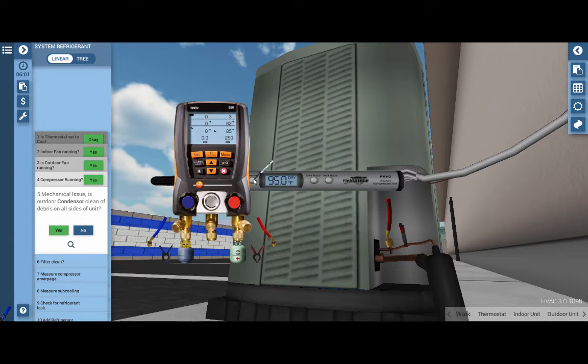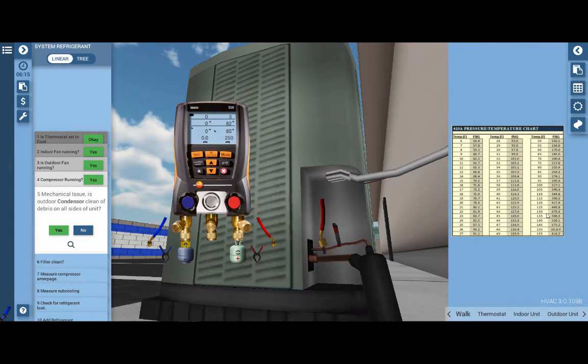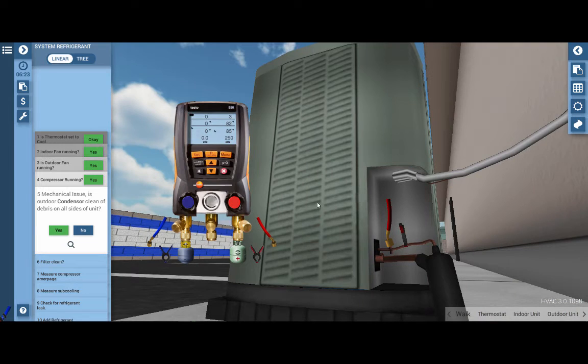If we store this back away and we look at the gauge display, we can see that we have 250 PSIG, which converts to 85 degrees Fahrenheit. You can also use the temperature pressure chart over here on the right by clicking on this tab to verify that. And again, if we look up 250 PSIG, we're approximately 85 degrees. Now, this indicates lower than normal pressures here.